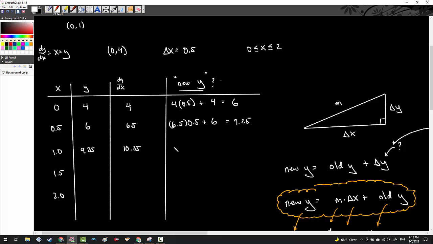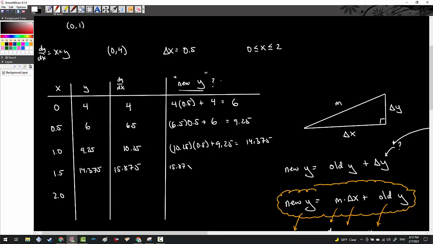So new y is equal to m, so that's going to be 10.25 times delta x, so 0.5, plus old y, so 9.25. That's going to get me 14.375, and that is what goes in here, 14.375. Plug that into there. You end up getting 15.875, and then again, dy dx times delta x.